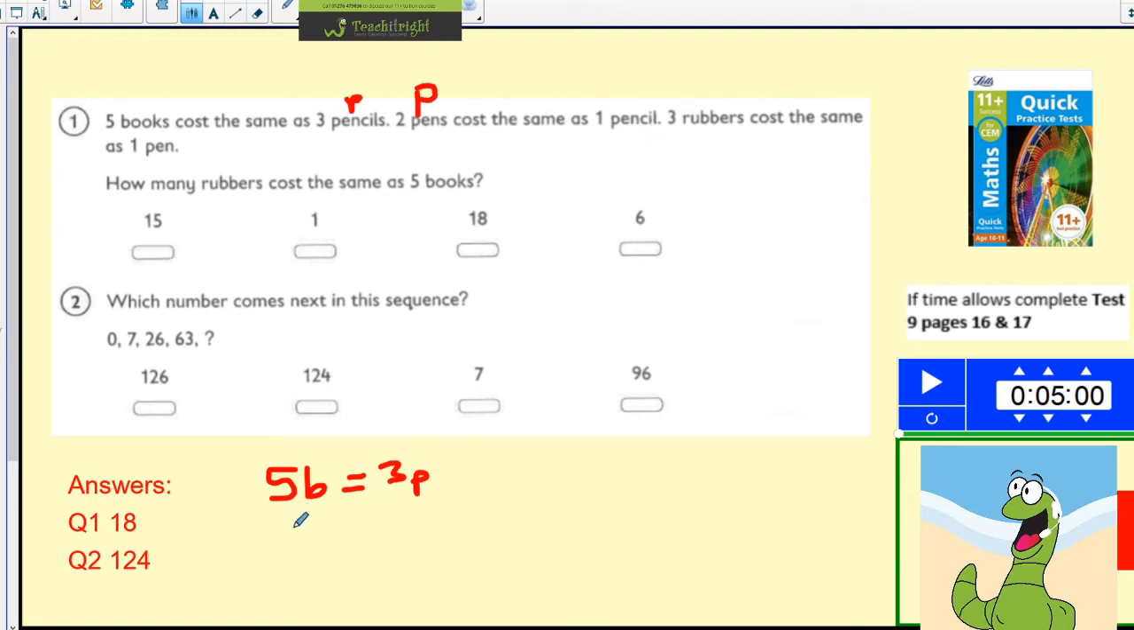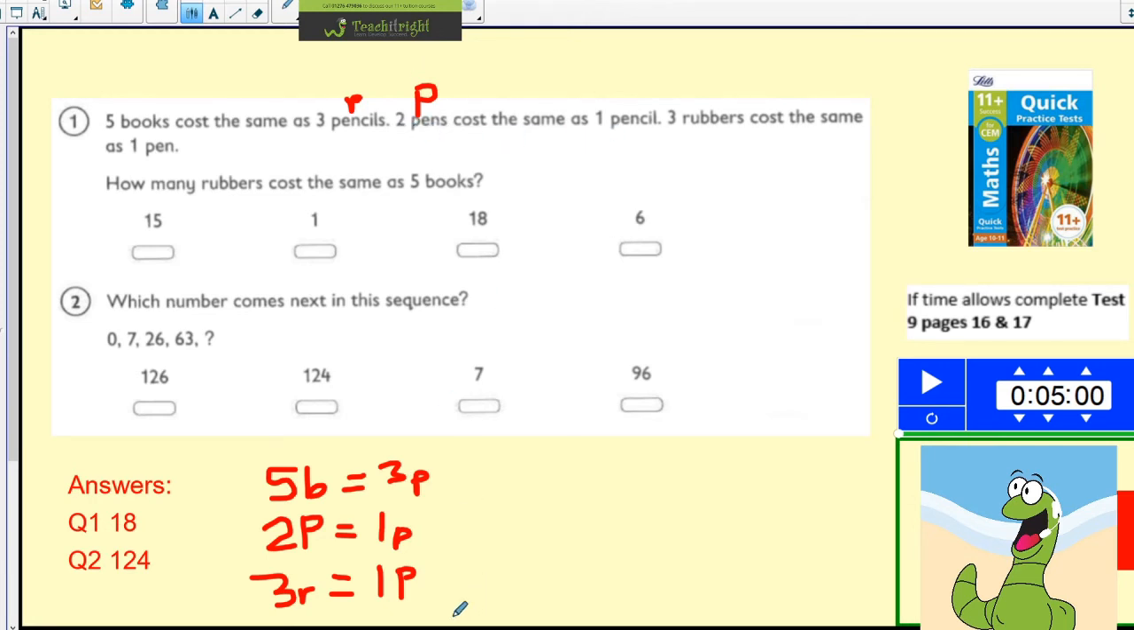2 pens cost the same as 1 pencil. So 2 big P's is the same as 1 lowercase p. And finally, 3 rubbers cost the same as 1 pen, which is a big P. So really, we can work down. It doesn't really matter which difference. Let's go through. So 5 books buys you 3 pencils. 3 pencils would get you, well, 2 pens the same as 1 pencil.